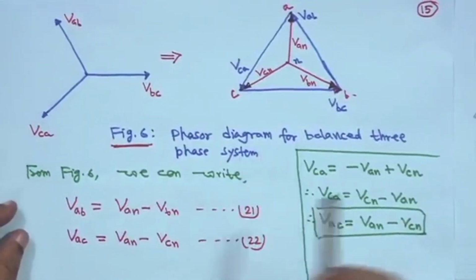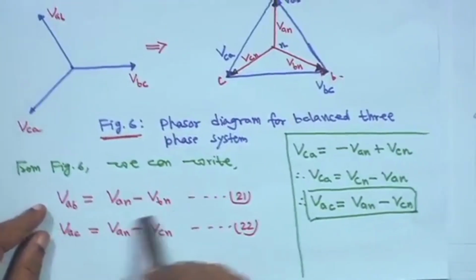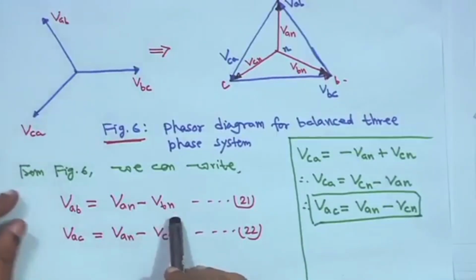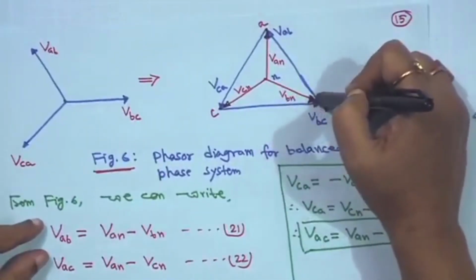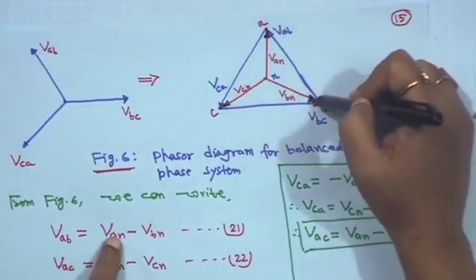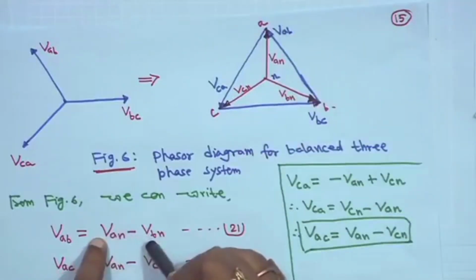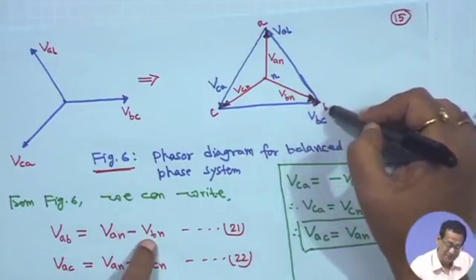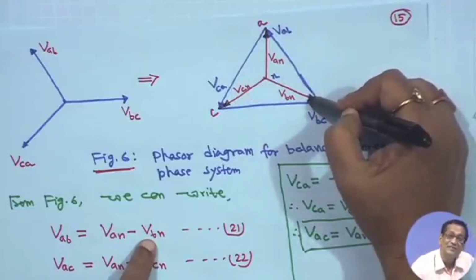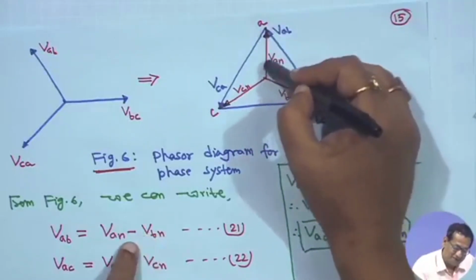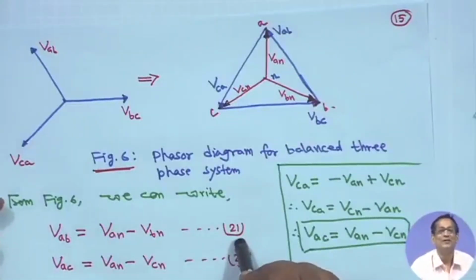Now, from figure 6 you can write V_ab is equal to V_an minus V_bn. The way you do the vector or phasor, V_ab is equal to, this tip is here, meaning opposite, so minus V_bn, plus V_an. For your understanding, V_ab is equal to minus V_bn because the arrow tip is here, opposite. Then this tip is here, plus V_an. So, writing V_an first, minus V_bn, this is equation 21. I hope you have understood.